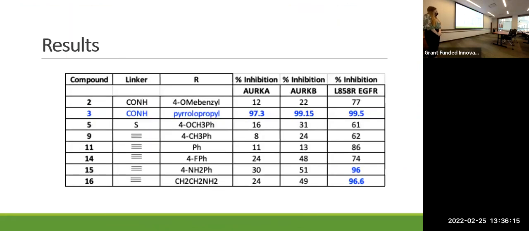These are the results when the compounds I made were tested for percent inhibition of aurora kinase and EGFR. Compound 3 performed well and had a 97.3% inhibition against aurora kinase A, a 99.15% inhibition against aurora kinase B, and a 99.5% inhibition against EGFR. Compounds 15 and 16 also had high percent inhibition against EGFR.